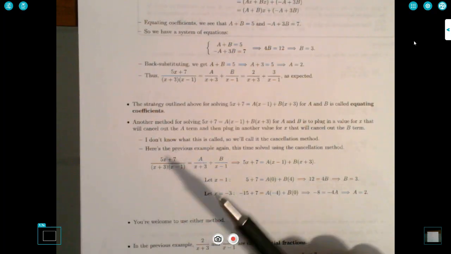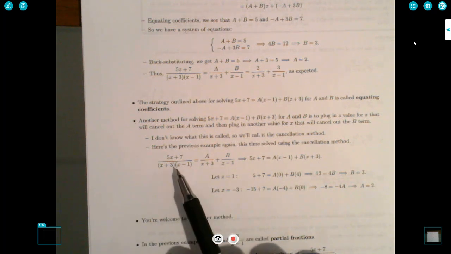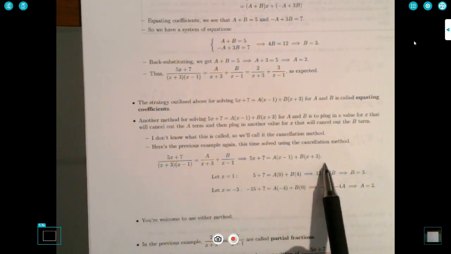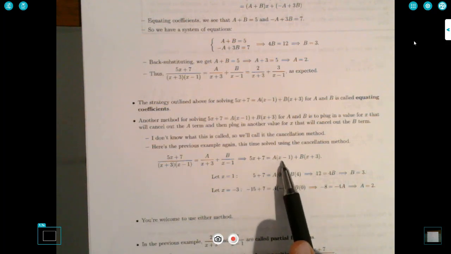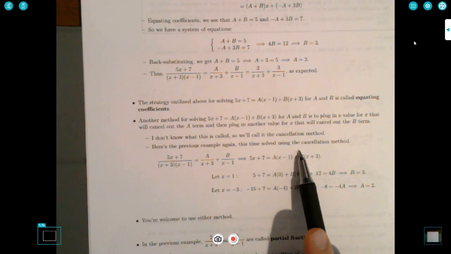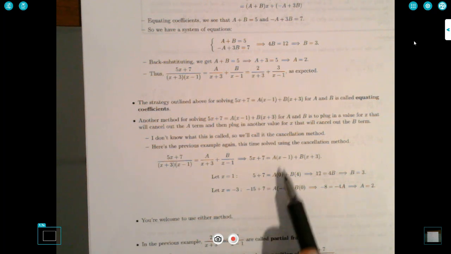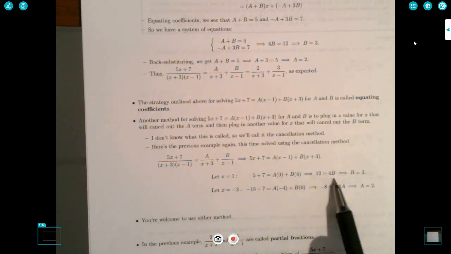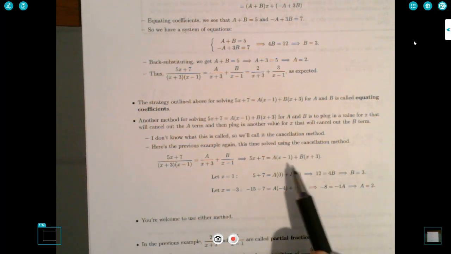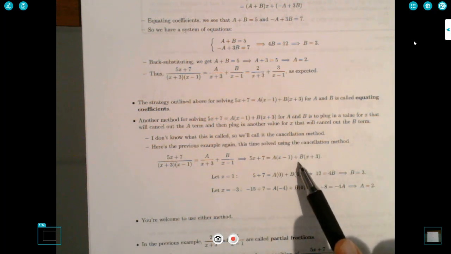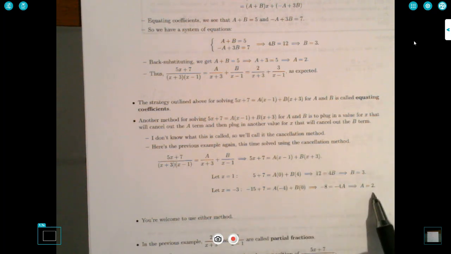The other strategy is that you can just plug in different values for x to get certain terms to cancel off. I don't know what this is called, so I'll call it the cancellation method. But the idea is, you're starting with this expression, you clear the fractions, and then you can just choose nice values for x. So for example, if you let x be 1, then the A term will go away, right? And over here you'll get 5 times 1 is 5, so you get 5 plus 7 equals A times 0 plus B times 4, or in other words 12 equals 4B, so B equals 3. And if you let x be negative 3, a similar thing happens with B, right? It disappears, and then you're able to solve for A.